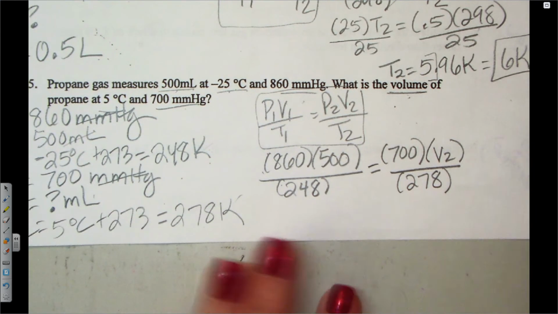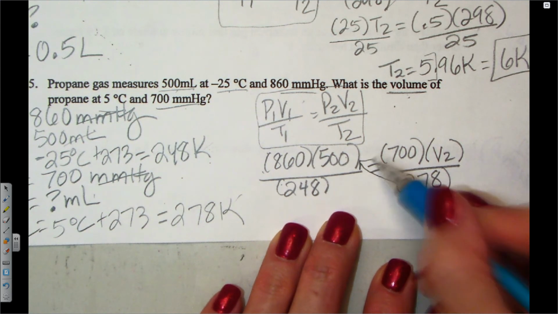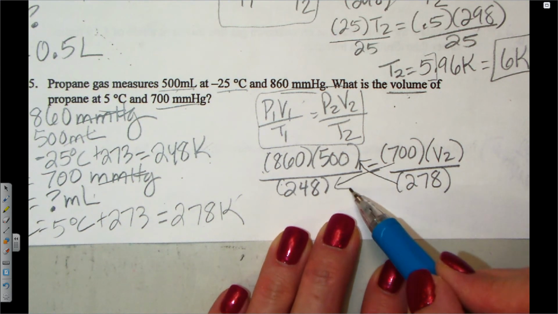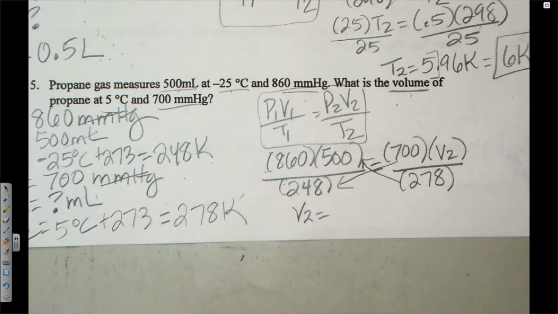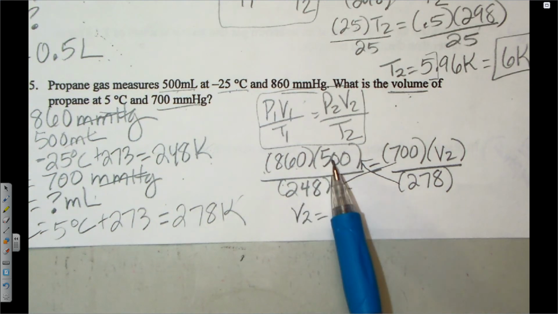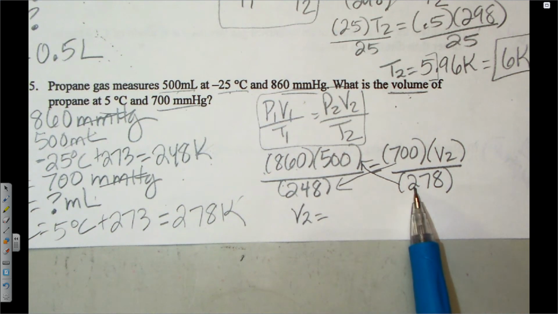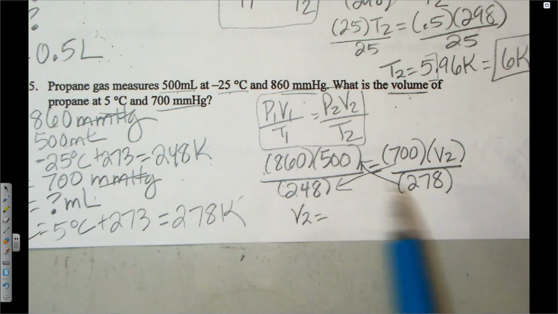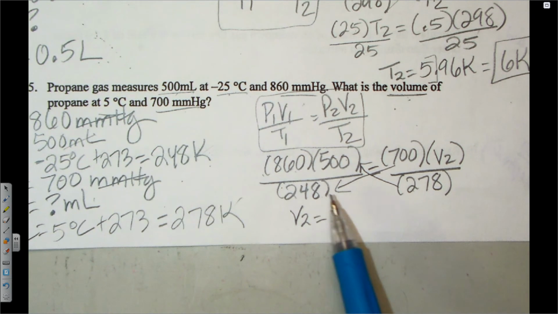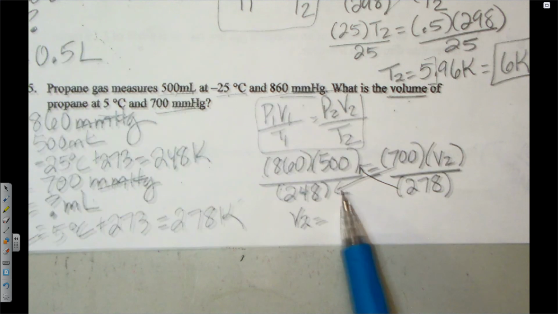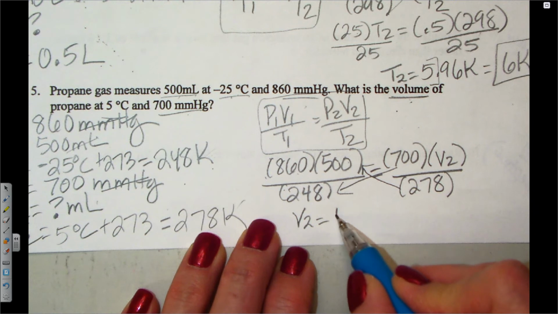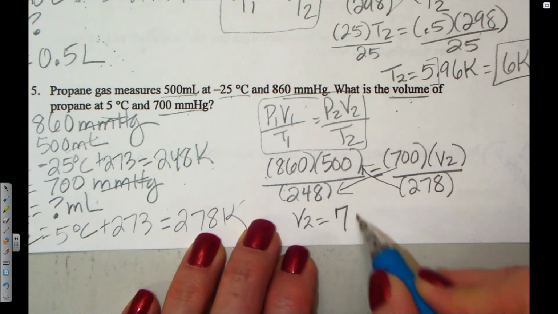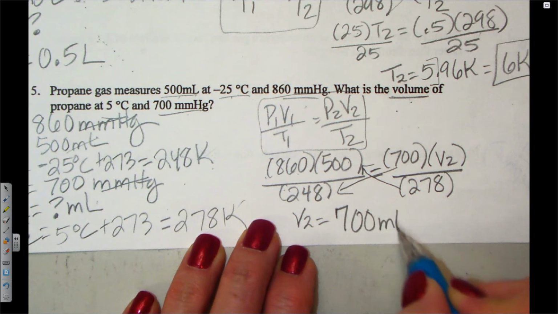So we're going to isolate our variable. You're going to multiply that up, and you're going to multiply that down. And since I'm running out of room, I'm just going to go ahead and give the solution. So what you're going to end up typing in your calculator is 860 times 500 times 278, and then you're going to divide that by 248 and divide it by the 700. We need one sig fig, and that's going to give you 688. So rounding that to one sig fig, you round it to 700 milliliters.